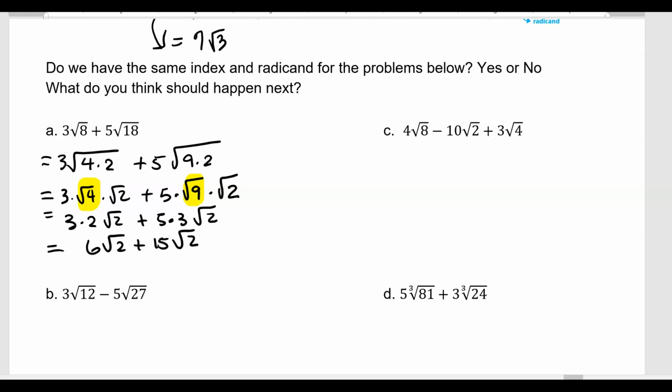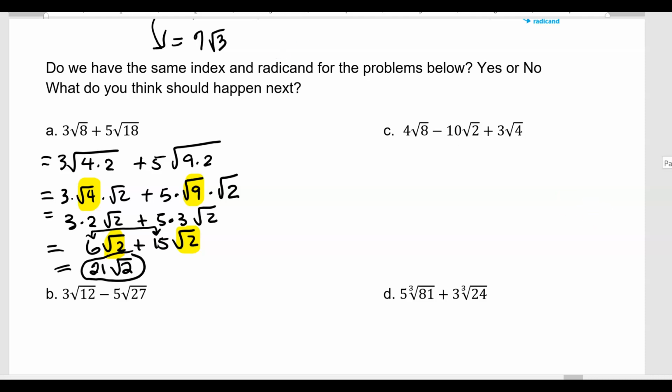And because we have the same radicand and index, we can combine these two, and we add the 6 plus the 15, which is 21 radical 2. So that's our final answer.